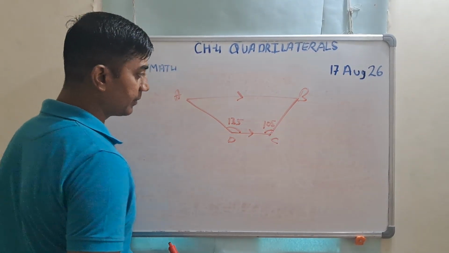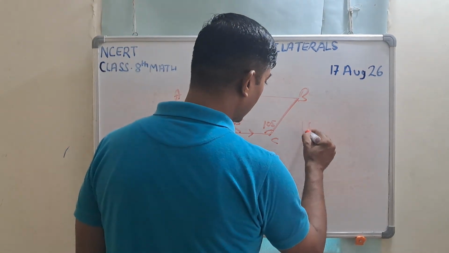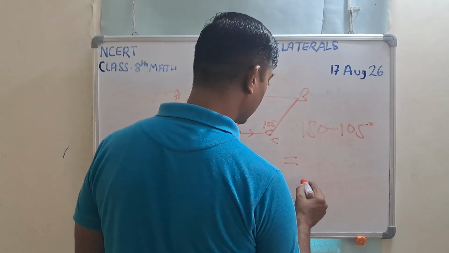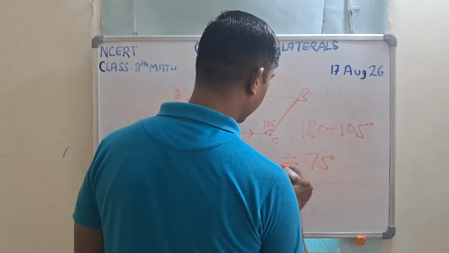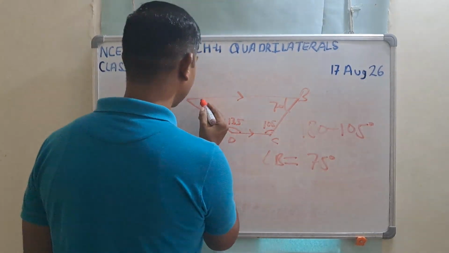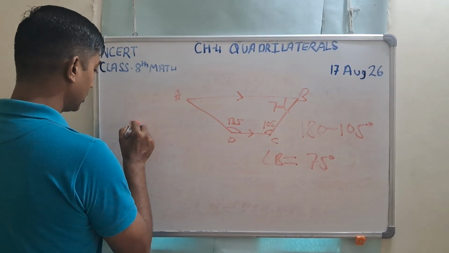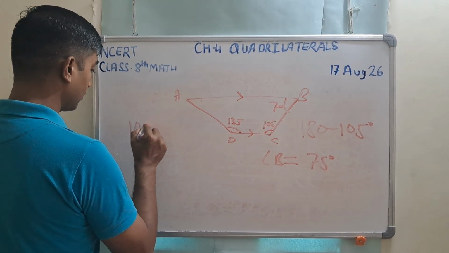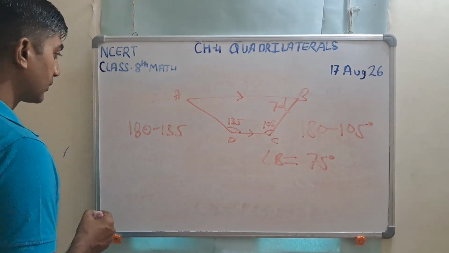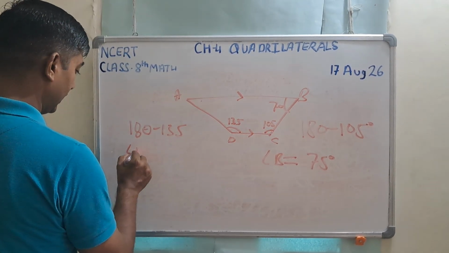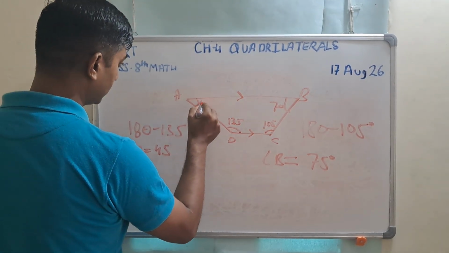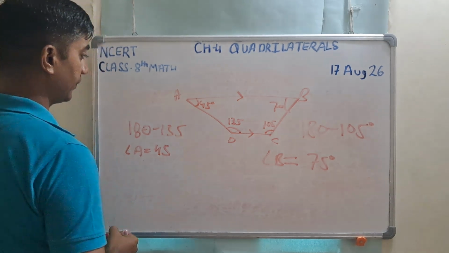This angle is 180 minus 105, and that is 75 degree. Understood? Your angle B is 75 degree, and this angle is 180 minus 135. So your angle A is equal to 45 degree. Understood? 45.